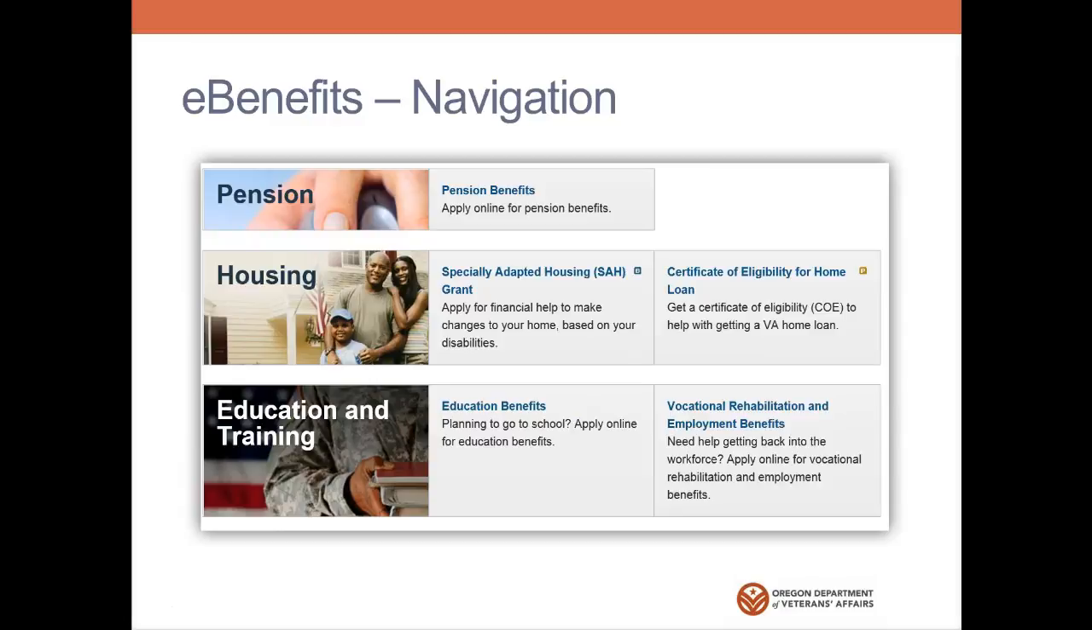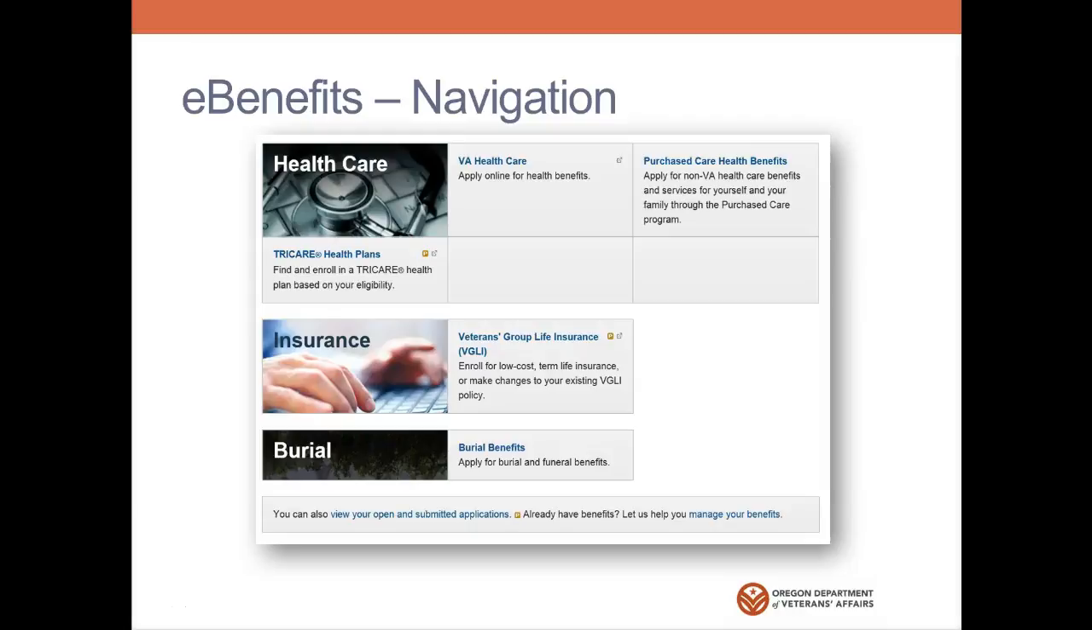And again, some additional stuff. Education benefits is a big one. I'm going to tell you right now, if you have somebody in your office that wants to apply for education benefits, this is the place to go. Or Voc Rehab. Voc Rehab, if you do not apply for Voc Rehab electronically, they may ask you to do that before they set you up for your first appointment. Here's some more information.